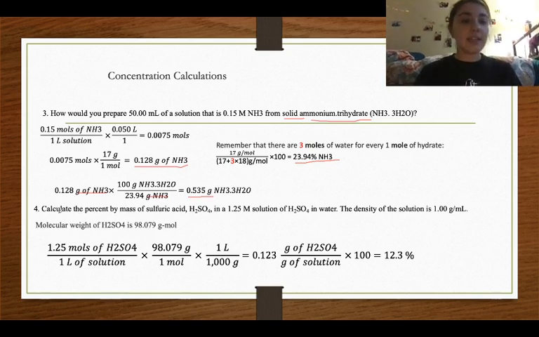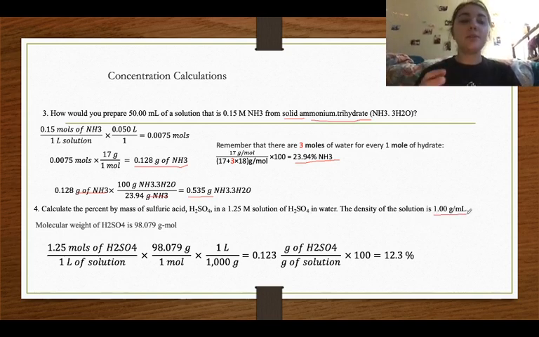Awesome. Finally, for concentrations, we want to calculate the percent by mass. This is one that we also had a lot of trouble with. Of sulfuric acid in a 1.25 molarity solution, here I go mixing it up, of sulfuric acid in water, and the density of the solution is again 1. Please don't always assume it's 1. I picked ones that used 1 just to keep the math simple, but for your sake, double check that it is 1.